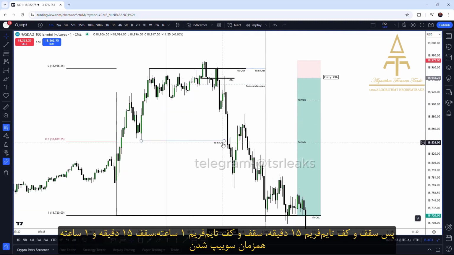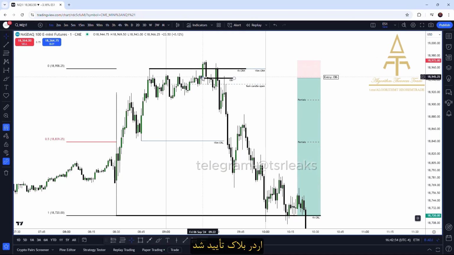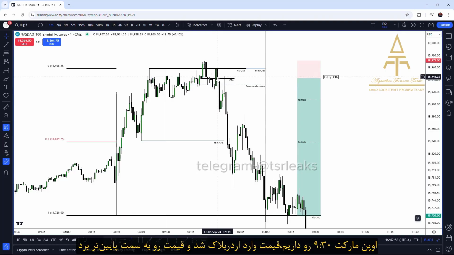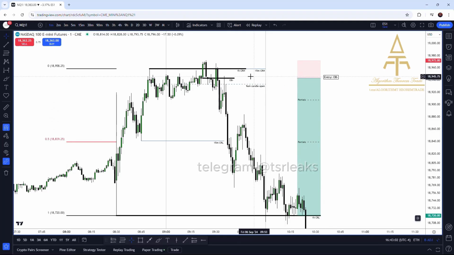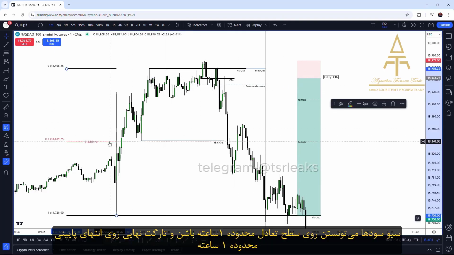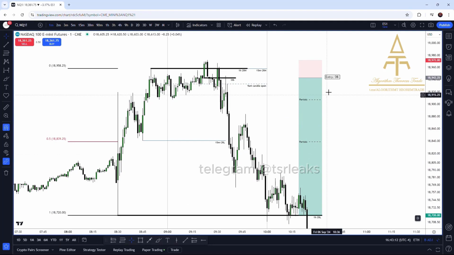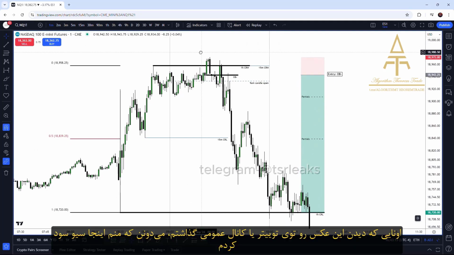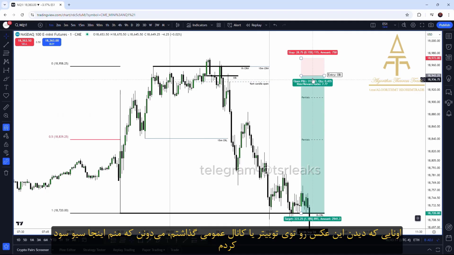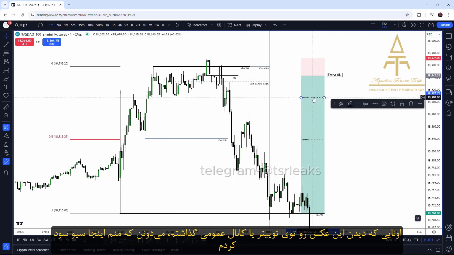So 15-minute high and low, 1 hour high and low. 15-minute and 1 hour highs were swept at the same time. Order block confirmed. 9:30 market open, tapping into the order block and pushing prices lower. Your partials would have been the EQ of the 1 hour range and final TP at the lower end of the 1 hour range. Those of you who saw me post this picture on Twitter and in the public channel would recognize that I took partials here as well.